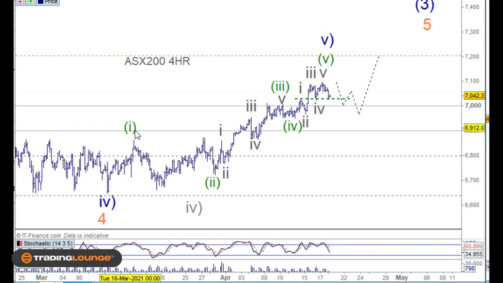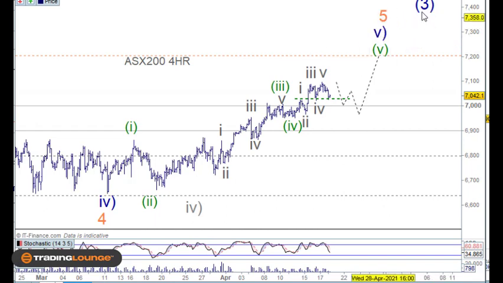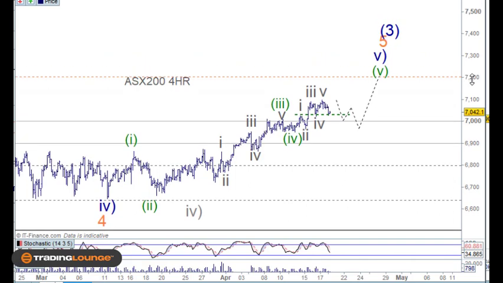We're going to use this as wave one here, so everything basically comes back one more space in this regard, and then we'll have wave 5 of 3 up here. So we'll be going into a large wave 4 correction at that point in time.